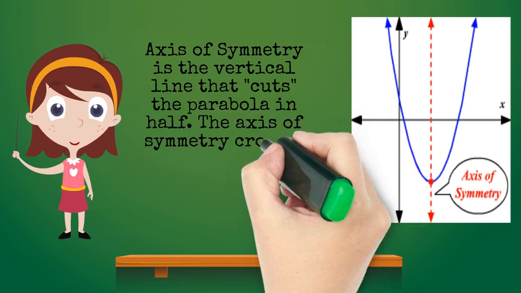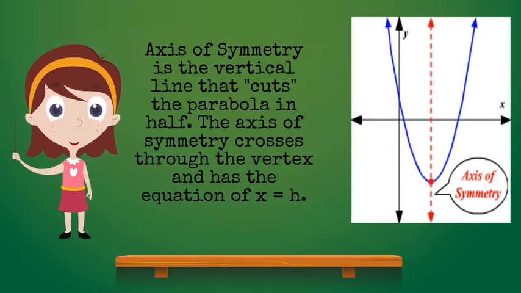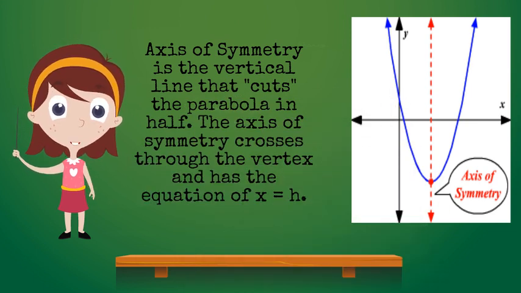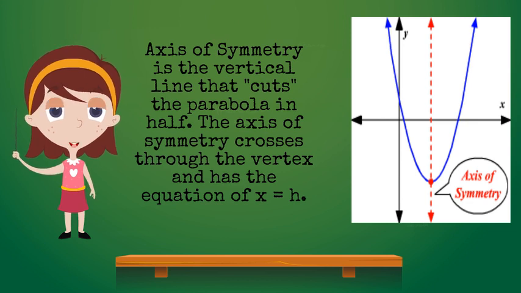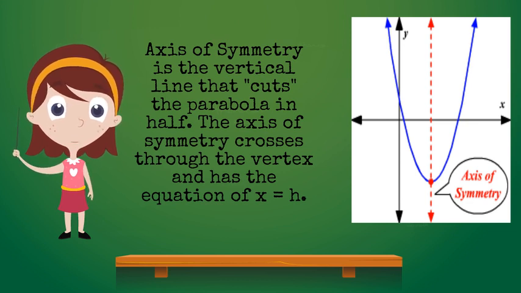The last characteristic is the axis of symmetry. This is the vertical line that cuts the parabola in half and is given by the equation x equals h.